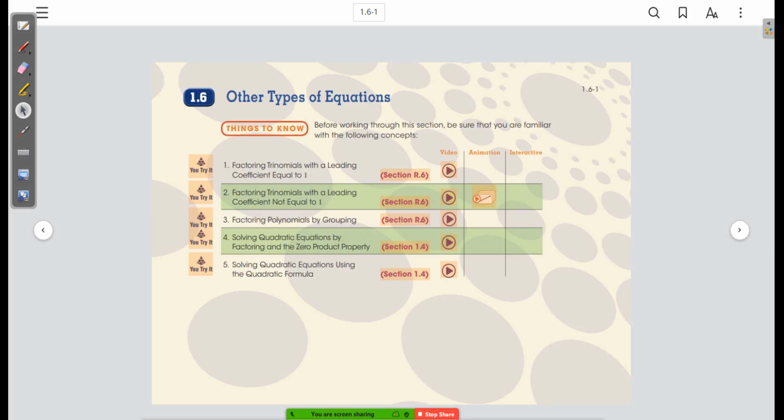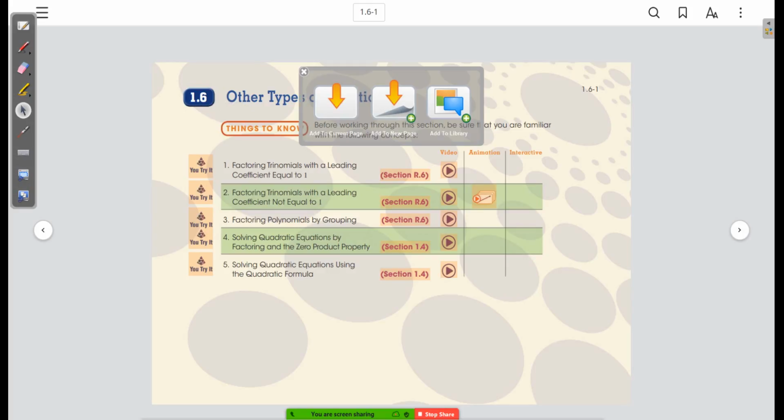Okay, 1.6. Other types of equations. Well, this is going to be interesting. What does other types of equations mean? Let's look.